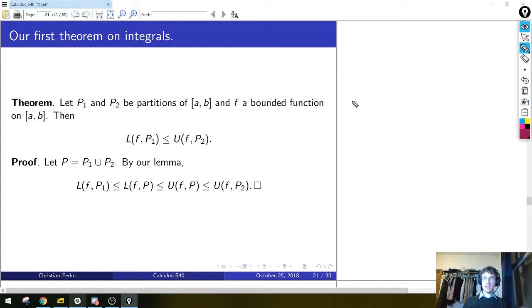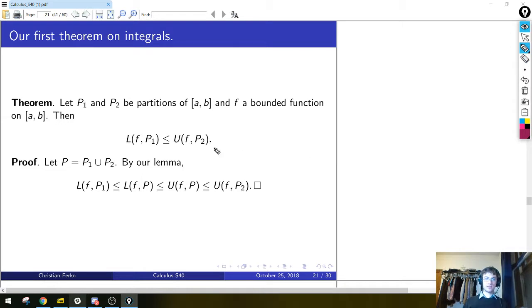Any bounded function. Then it's always true that the lower sum in partition P1 is less than or equal to the upper sum in partition P2. So again, this applies to stars over Babylon, to the function that oscillates on the rationals and irrationals, all of them. So the answer is that it works the way that you would have hoped in your wildest dreams. So what's the proof then, since this seemed like a very hard thing to prove before?